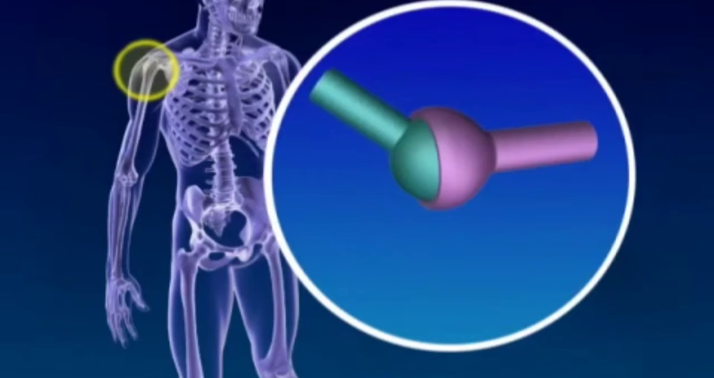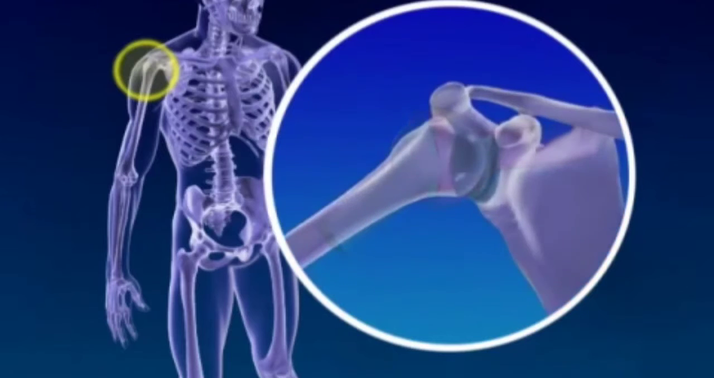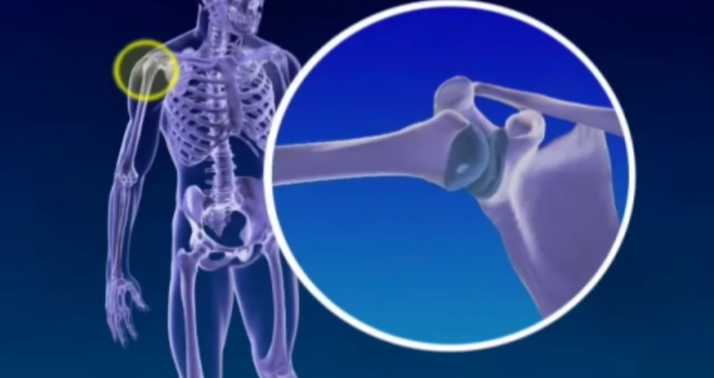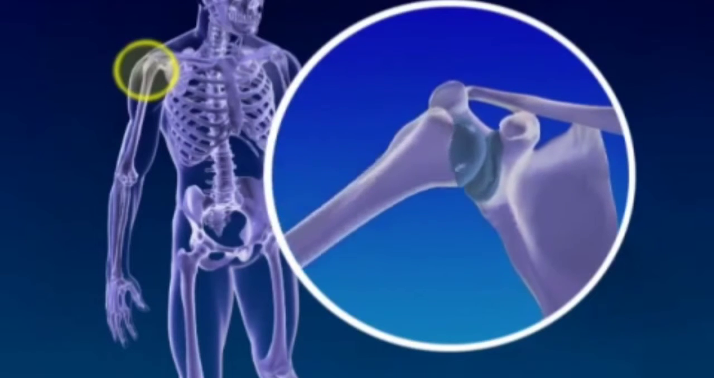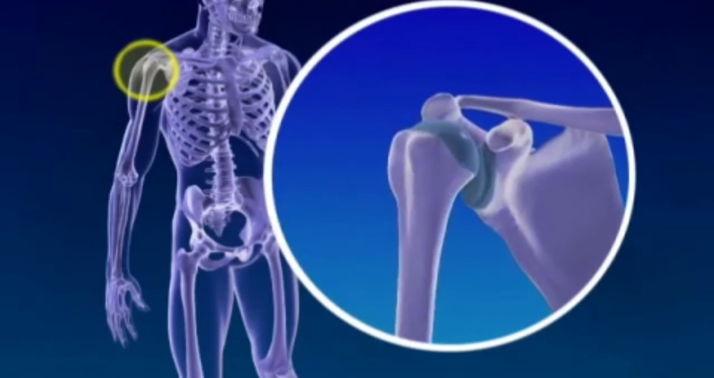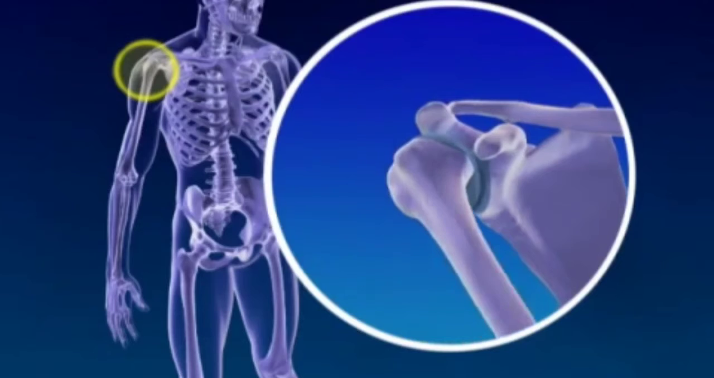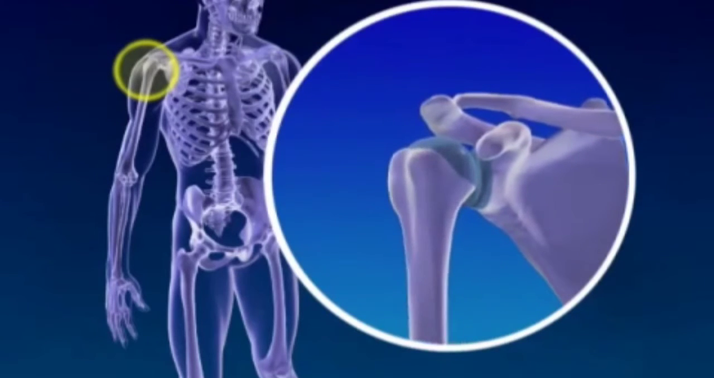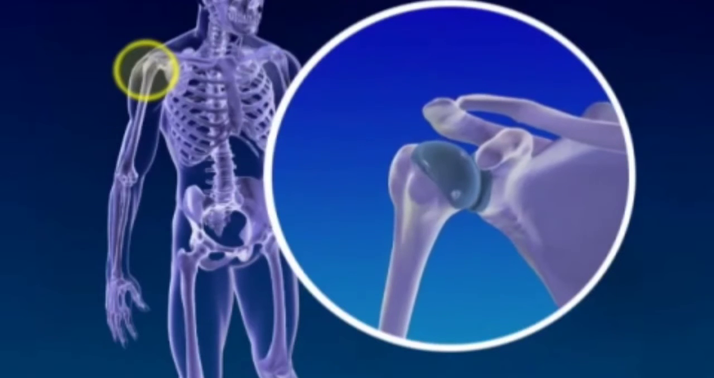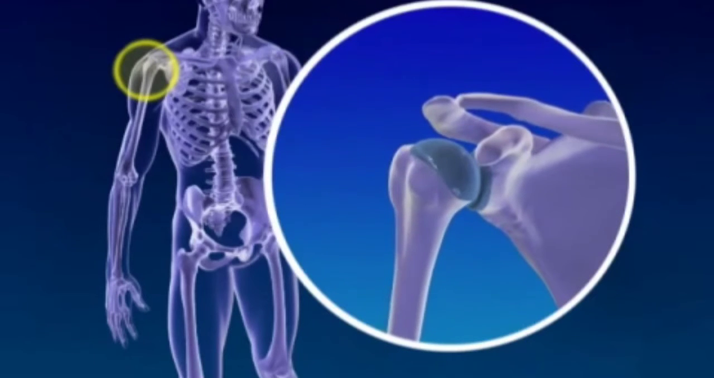Ball and socket joint. Ball and socket joint is present at the shoulder. It has a socket and a ball-like head which help in free movement in all directions. We can move our shoulder in all directions like a clock.